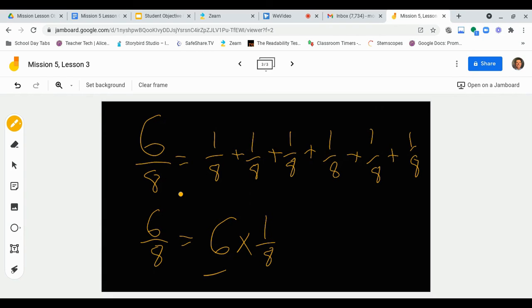That's what you're working on in this lesson today. You're taking these repeated sums of unit fractions and converting them into a multiplication sentence like this. Pretty straightforward. Like I said, it sounded a lot more complicated from the student objective than it actually ends up being.